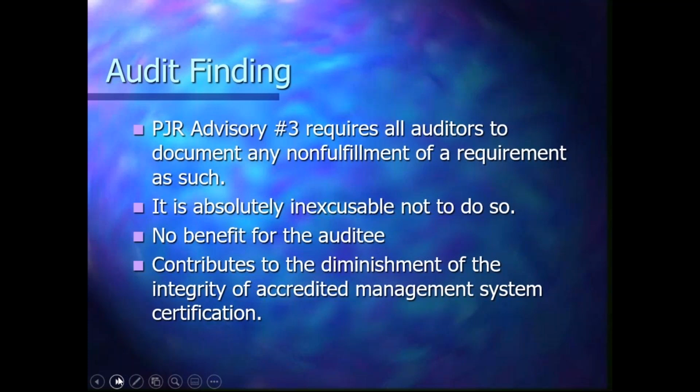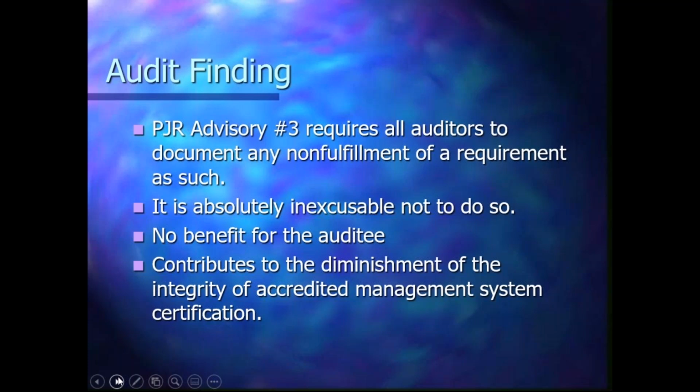PJR has an internal document issued to our auditors. It's our Advisory Number 3 that requires all auditors to document any non-fulfillment of a requirement as such. It's not acceptable for auditors to say, oh, you just fixed this, I won't write it up. It's inexcusable to do that. There's no benefit for you. You're just fixing the symptoms of the problem.